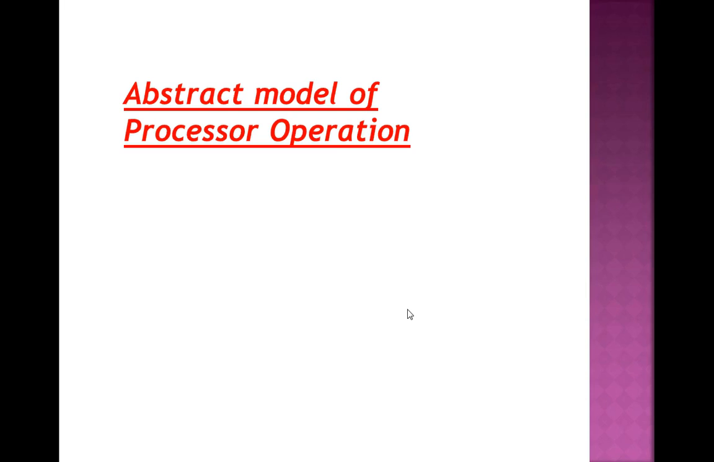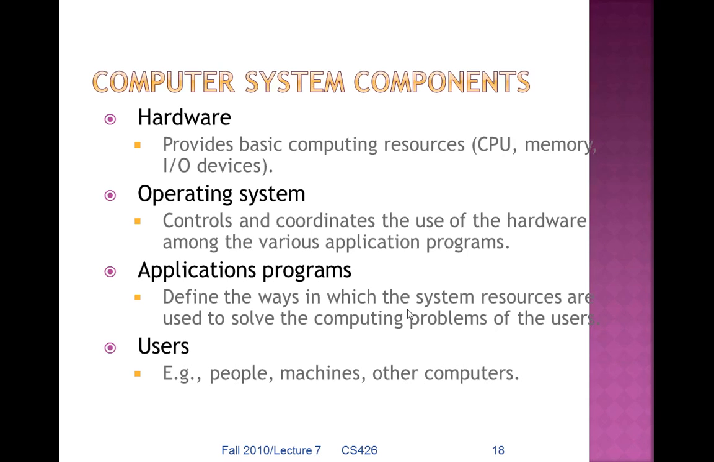Next topic, which we will discuss in the last class, is the abstract model of processor operation. That is, what is the architecture of the processor, known as the abstract model of the processor. There are multiple computer system components like hardware, operating system, application programs, and user.